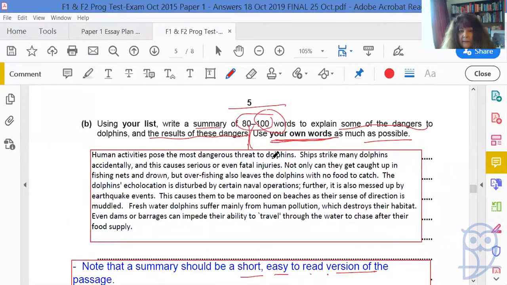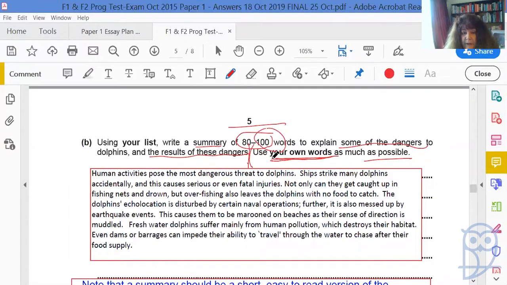Okay, let's look briefly at what we've written for the summary. Human activities pose the most dangerous threat to dolphins. Ships strike many dolphins accidentally, and this causes serious or even fatal injuries. Not only can they get caught up in fishing nets and drown, but overfishing also leaves dolphins with no food to catch. The dolphin's echolocation is disturbed by certain naval operations. Further, it's also messed up by earthquake events. That upsets them. This causes them to be marooned on beaches as their sense of direction is muddled.